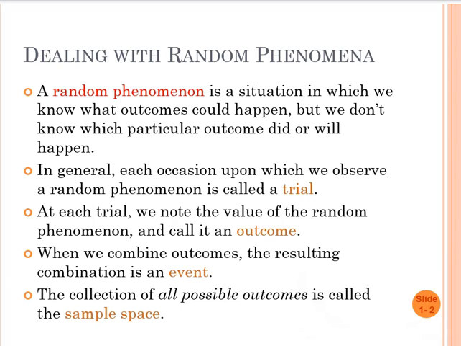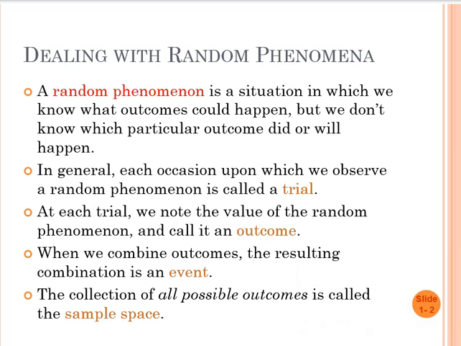So when we're dealing with a probability, what we're dealing with is a random phenomenon. A random phenomenon is a situation in which we don't know what's going to happen, but we do know what the particular outcomes might be. For example, a coin flip is a random phenomenon because we don't know how the coin is going to land, but we do know the possible outcomes.